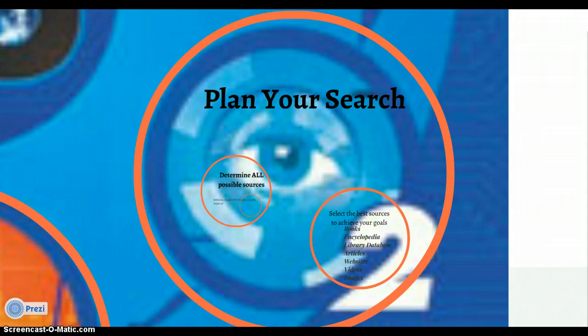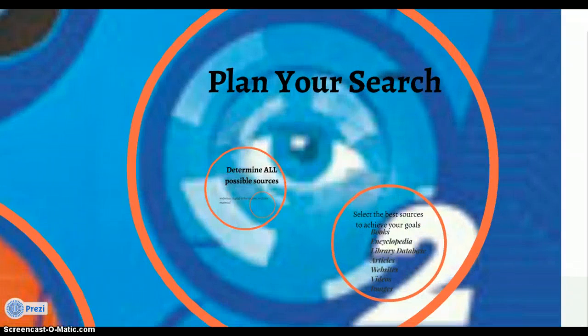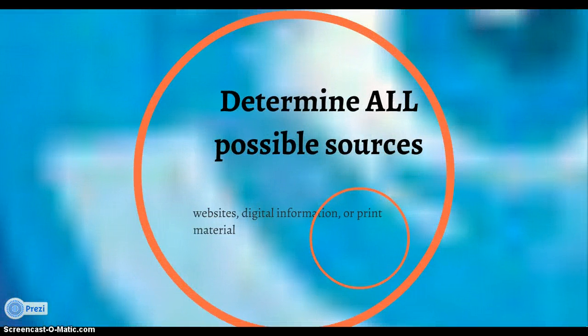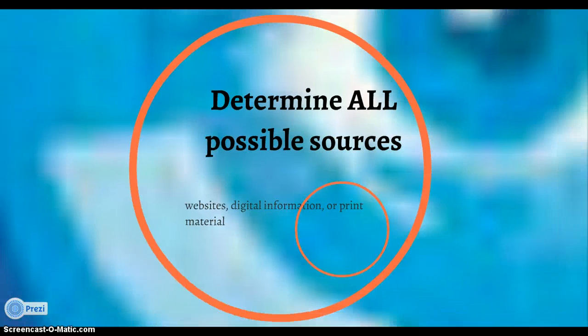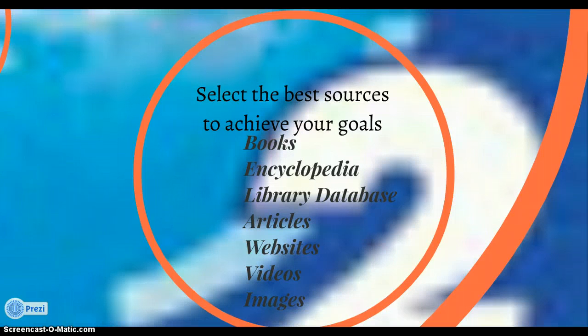Step 2, plan your search. Where will the students find the information? Websites, digital information, print material. What does your district offer? Select the best sources and have as many varieties readily available, such as books, encyclopedias, library database, websites, articles, videos, even images. Remember, this is where you can take into account the learning styles and the different learners. Make sure you have sources for all and in a variety of formats.